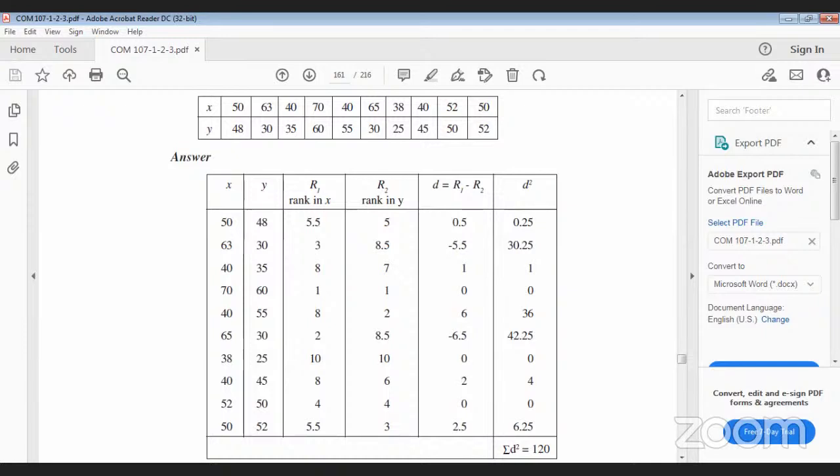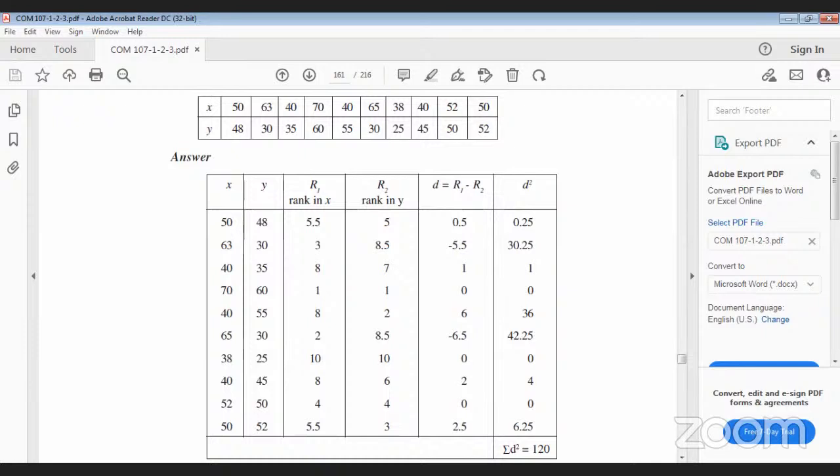Now 40 appears 3 times, taking ranks 7, 8 and 9, so it has rank 8 each here. Then the last one is 38. It has rank 10 here. So here the ranks for X are given.